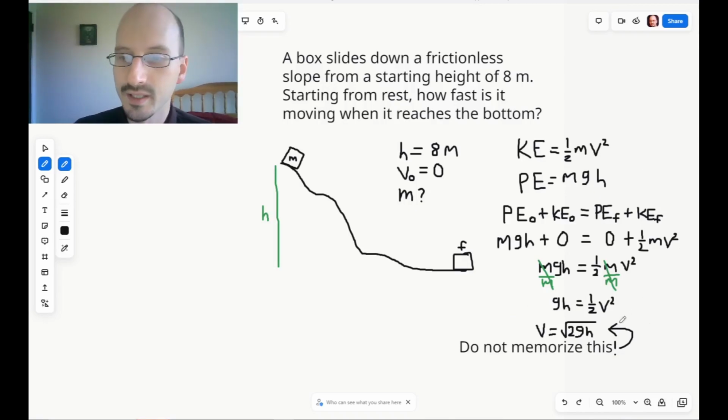So now that we have v equals square root 2gh, we can plug in some numbers. 2 times 9.8 times 8, take the square root, and we get 12.5 meters per second. And in the future, maybe I will be more rigorous about the number of significant figures I include in the problem, but this is just a simple example, so I'm not going to worry too much about that.